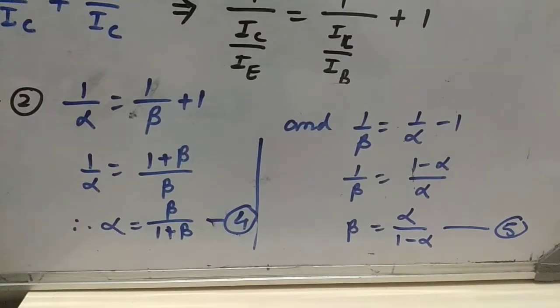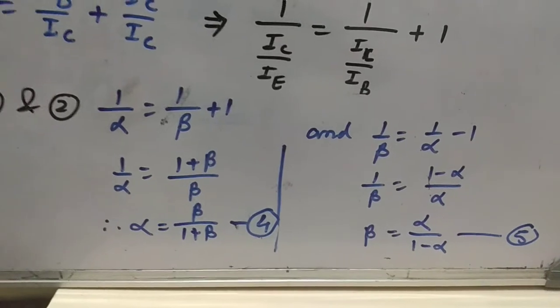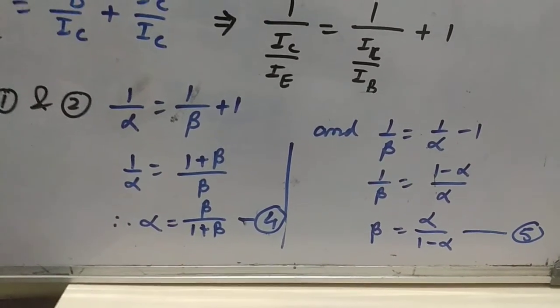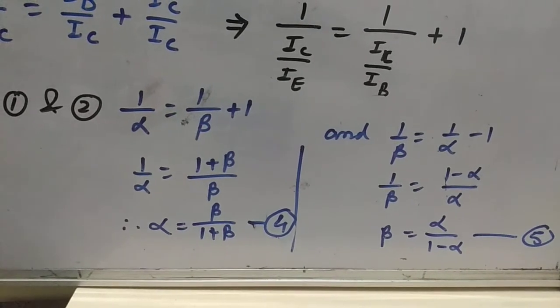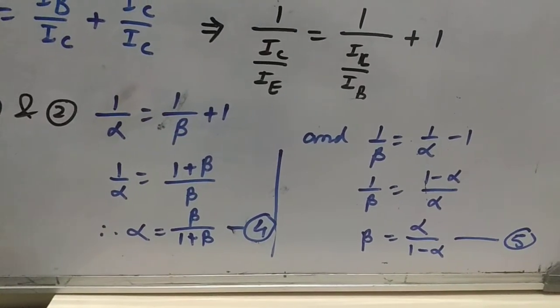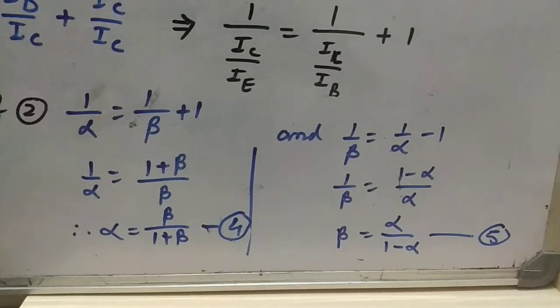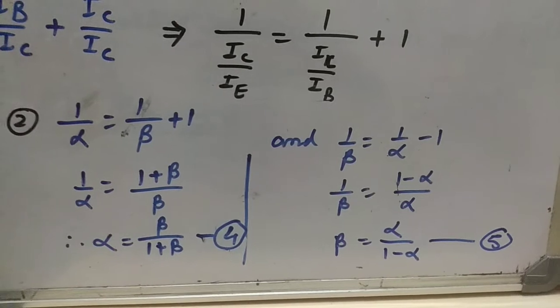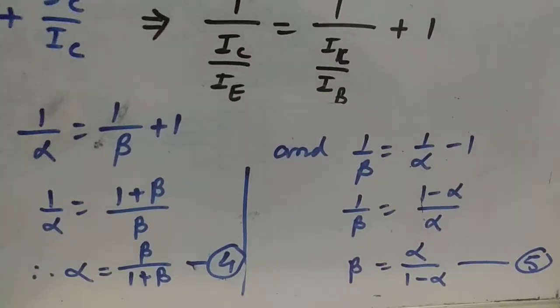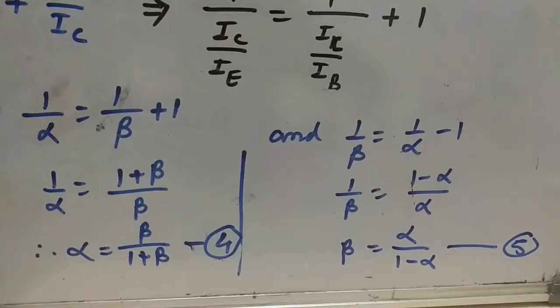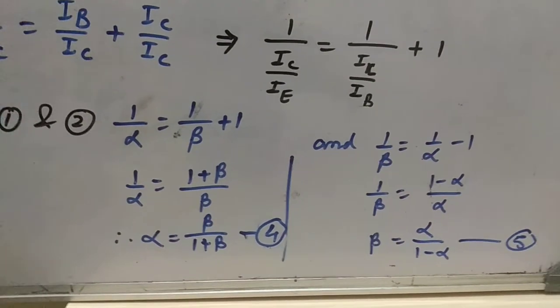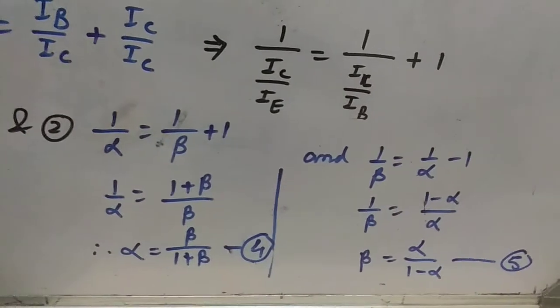So from equation number 4 we can say that the value of alpha is always less than 1, because here the formula is alpha is equal to beta upon 1 plus beta. But in equation number 5, beta is equal to alpha upon 1 minus alpha. So here it is shown that the value of beta is large and the value of alpha is less than 1. So in this way, this is the relation between alpha and beta.